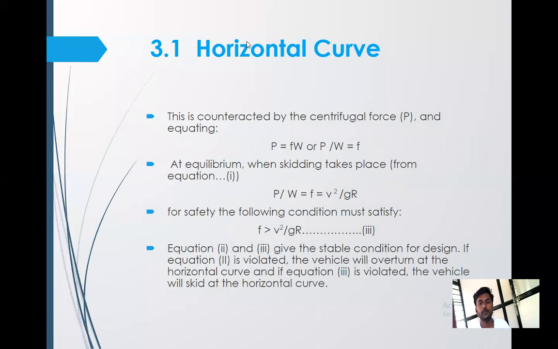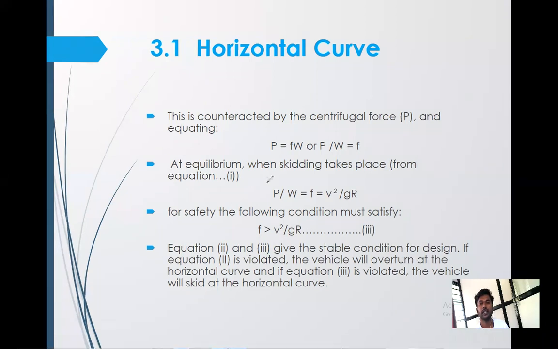So this is countered by the centrifugal force, and equating, P = f W. So P by W = f. But what is P by W? We already know that P by W is the centrifugal ratio and it is equal to V square upon gR. So we get the final equation for skidding: P by W = f = V square upon gR, when skidding takes place.